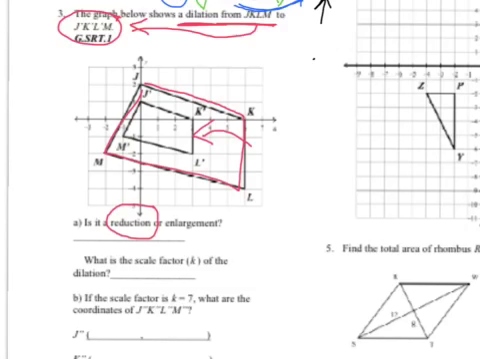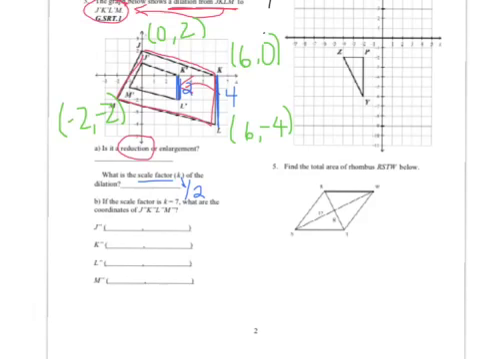They want to know what the scale factor was. So the first thing I notice is if I try and find a length that I can actually count, this would be the easiest one. So this is 2 units. If you notice over here, JL or KL is 4 units, which means the smaller one is half. So the scale factor is 1/2.